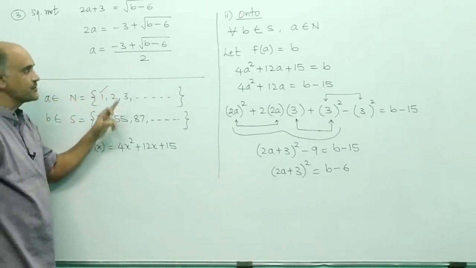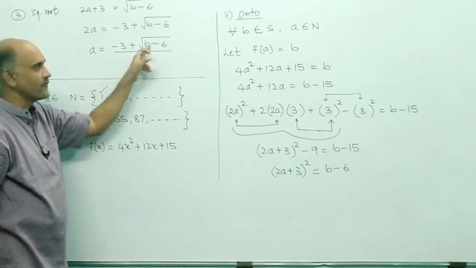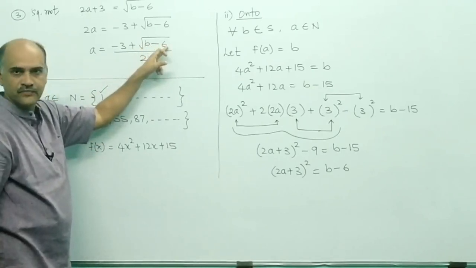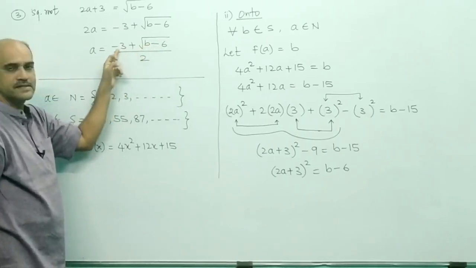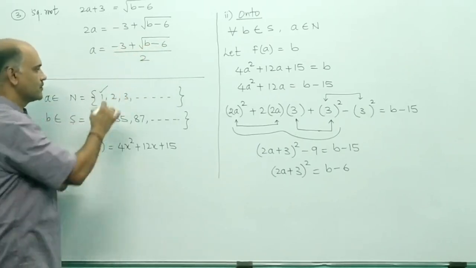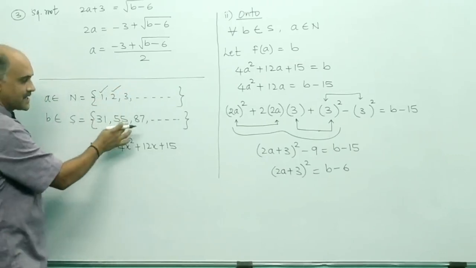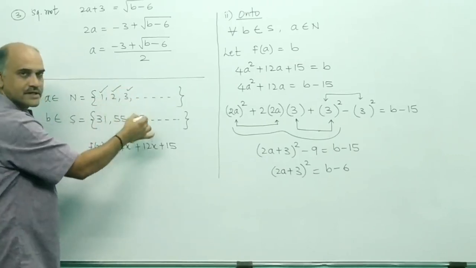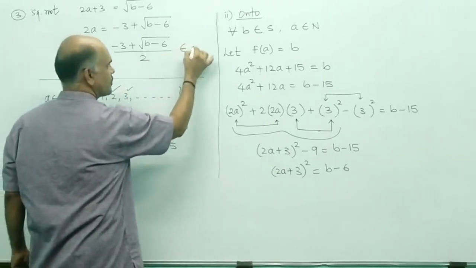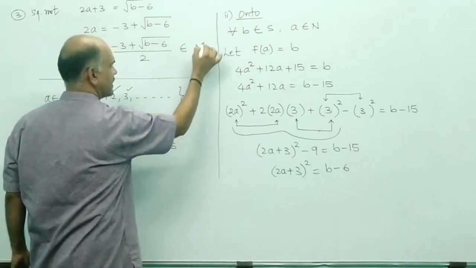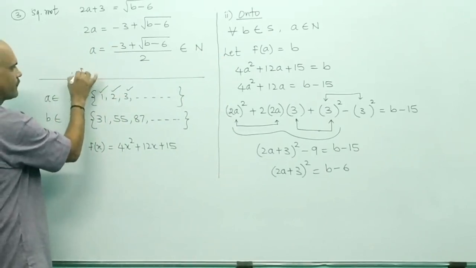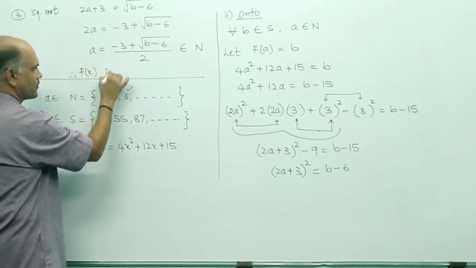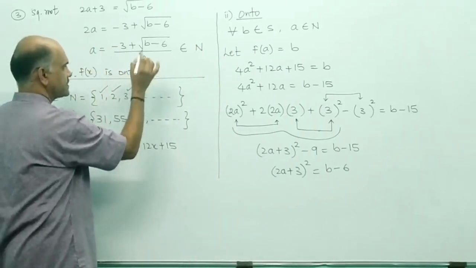If you substitute 55, 55 minus 6 is 49. 49 root is 7. 7 minus 3 is 4. 4 by 2 is 2. Similarly, if you substitute 87, you will get 3, and so on. So you can say this belongs to N. A belongs to natural number. Therefore, f of x is onto.